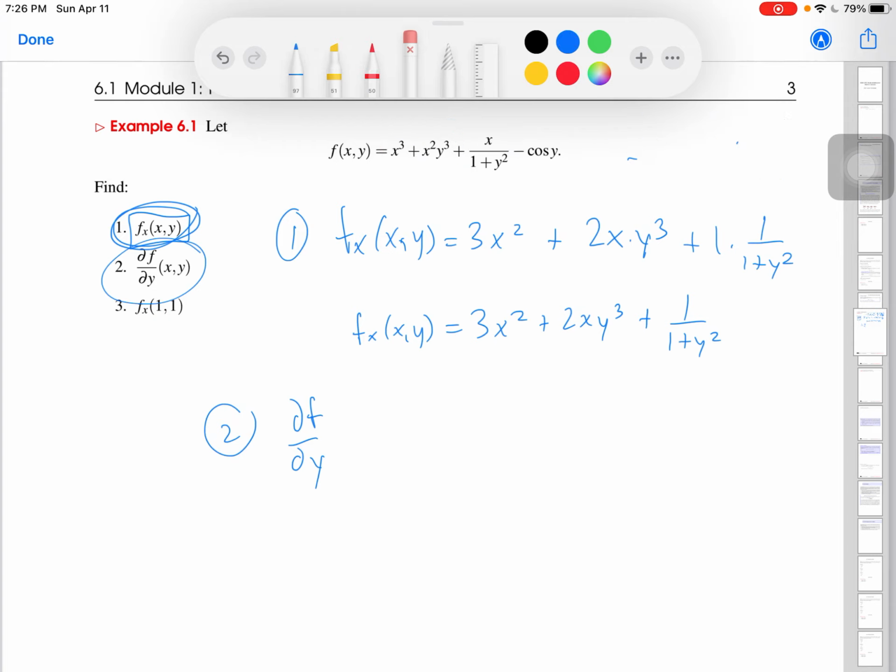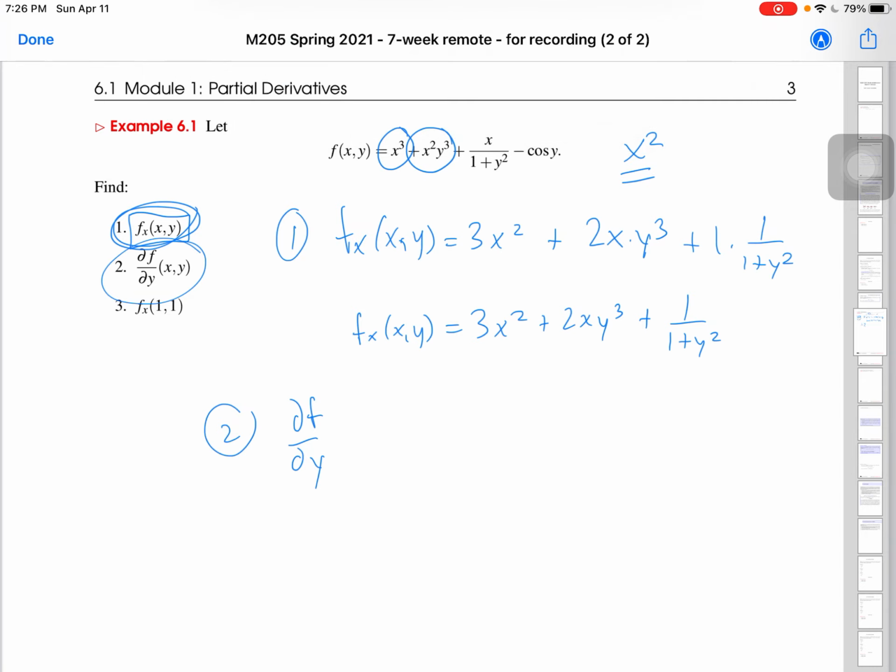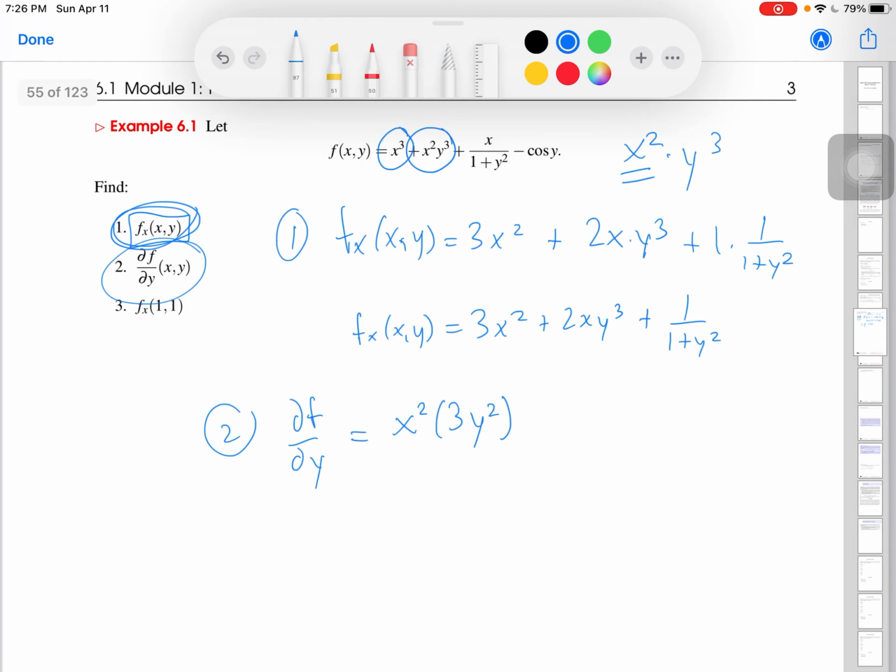So now everywhere we see an x, we're going to consider it a constant. So the first term, x cubed, might as well be a constant. So its derivative with respect to y is 0. The second term, now x squared is the constant, and y cubed is the function. So its derivative is the constant times the derivative of y cubed with respect to y. And then the third term here, x over 1 plus y squared, now y is the variable and x is the constant.